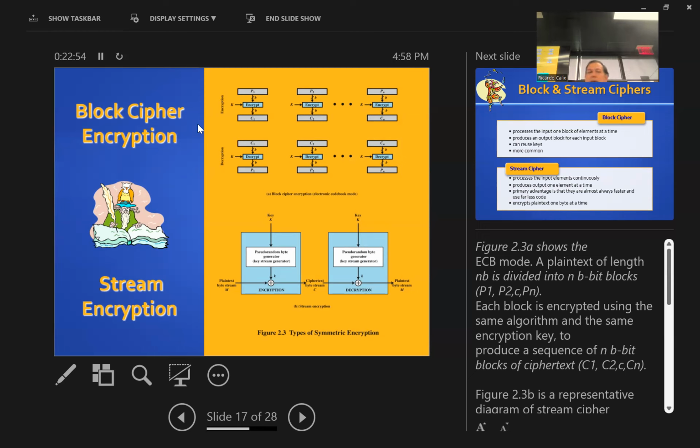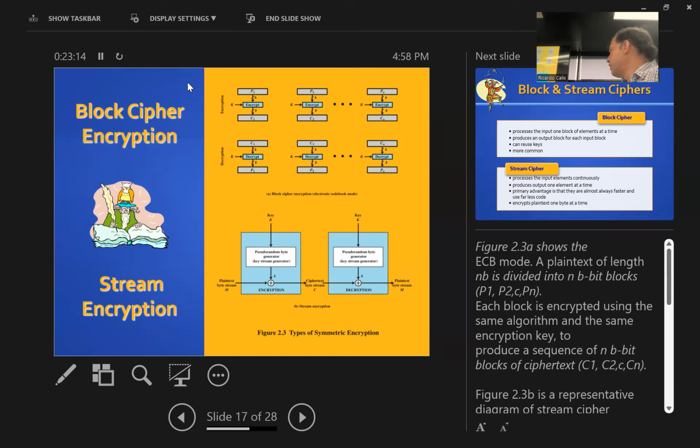Okay? And then for the decryption, notice we have the C1, C2 to CN. We have the key. It's the same. We decrypt, and now we obtain our P1, P2. So that's symmetric block cipher encryption. Then we have the stream encryption, and that's a different approach.